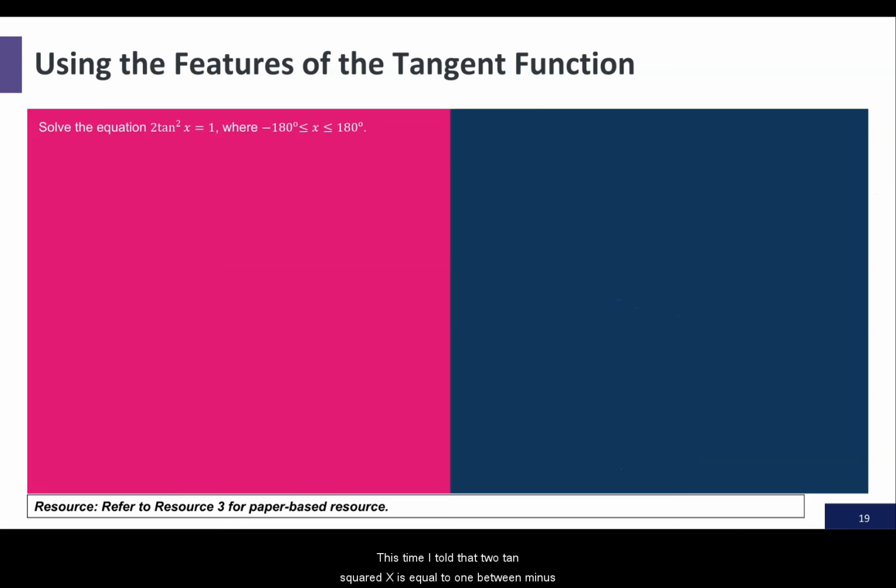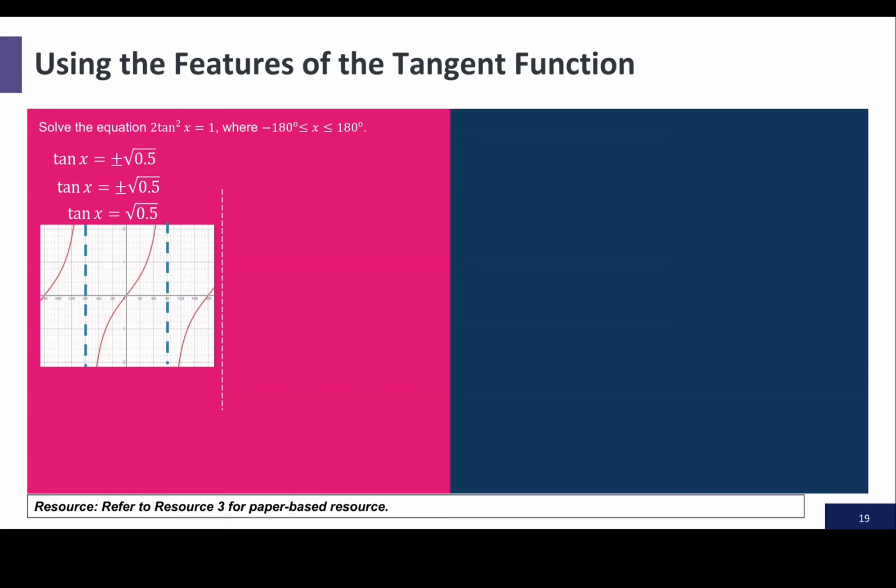This time, we're told that 2 tan squared x is equal to 1 between minus 180 and 180. So the first thing I'm doing is dividing both sides by 2. Therefore, tan squared x is equal to a half. And then I'm going to square root both sides. I'm going to deal with the positive square root on the left. So I'm looking for where tan x is equal to the square root of a half, which is about there.